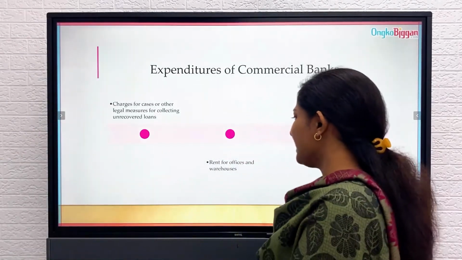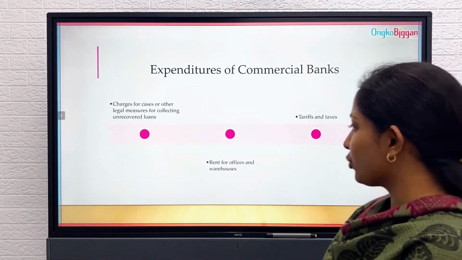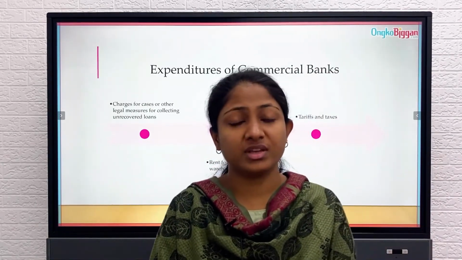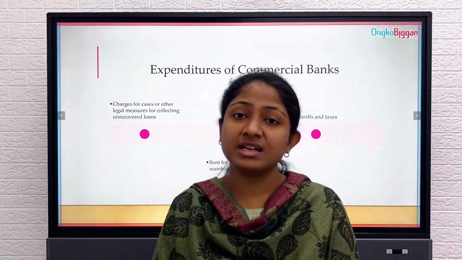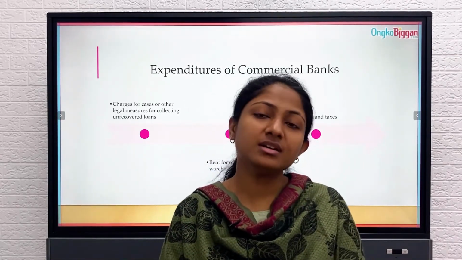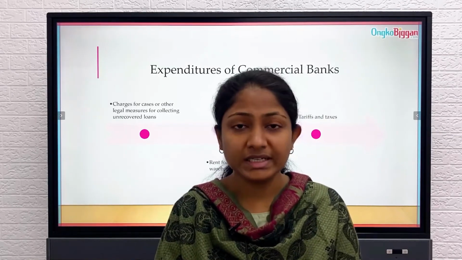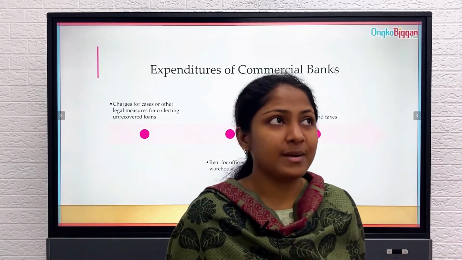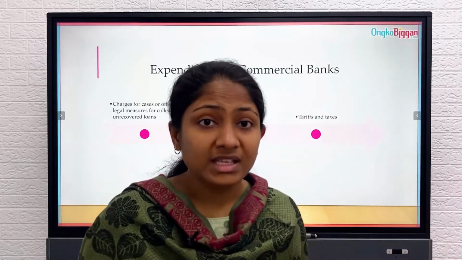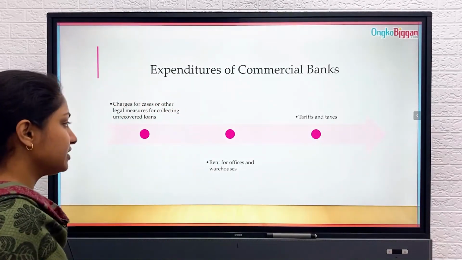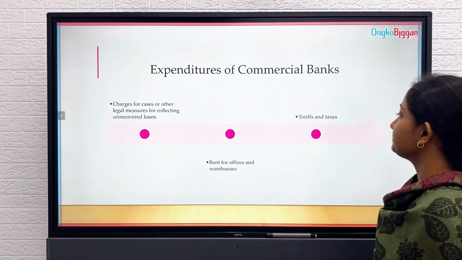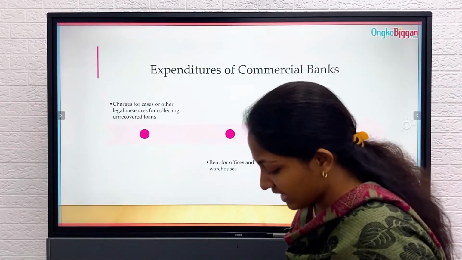Okay. Another one is rent for offices and warehouses. We already know these banking operations cannot be done under the open sky. You have to rent a certain amount of space. It can be a commercial place, it can be a building. You cannot buy it, but you have to pay the rent. So wherever you establish your branches or your offices, definitely you have to pay rent. Another one is tariffs and taxes.